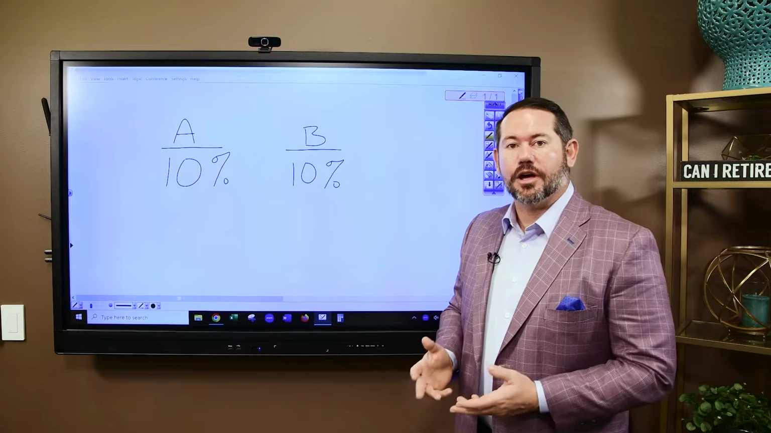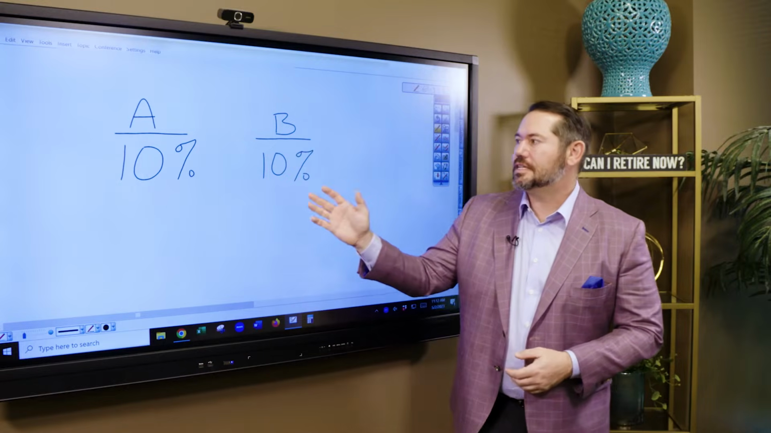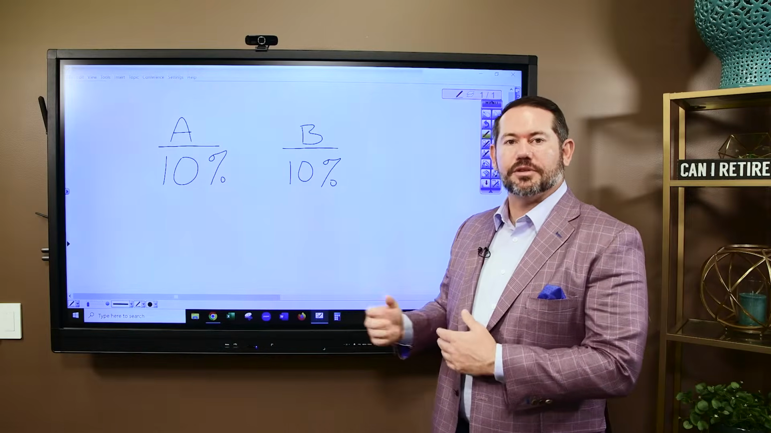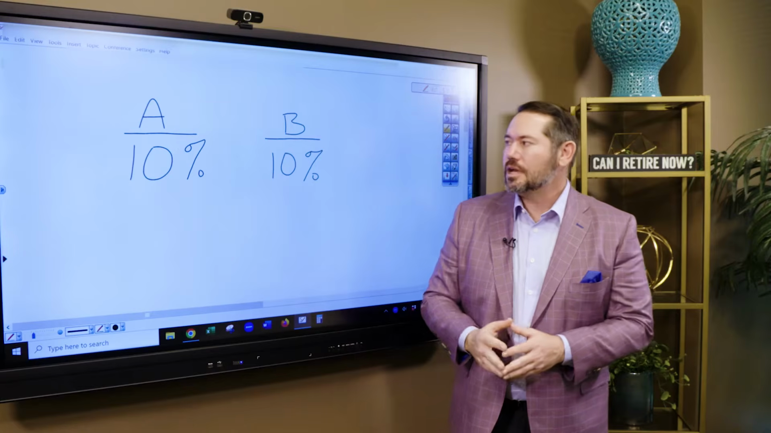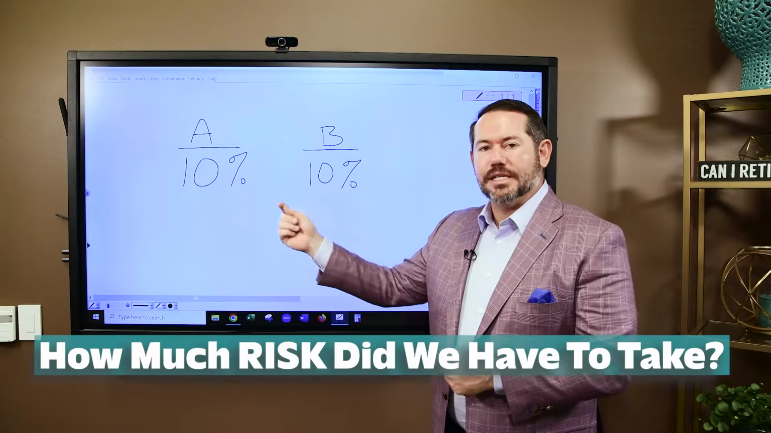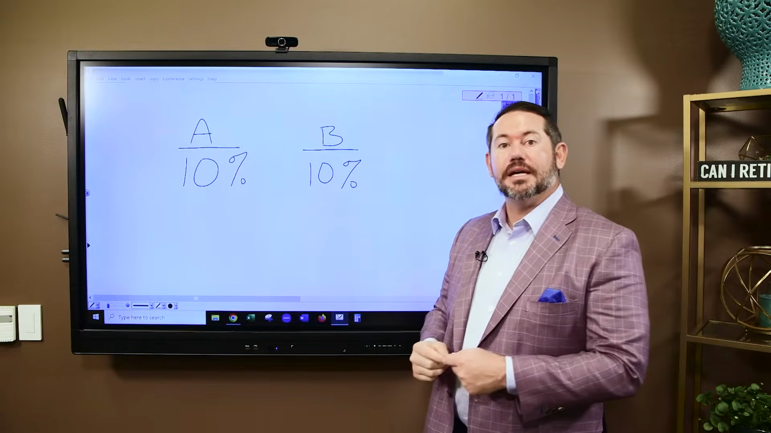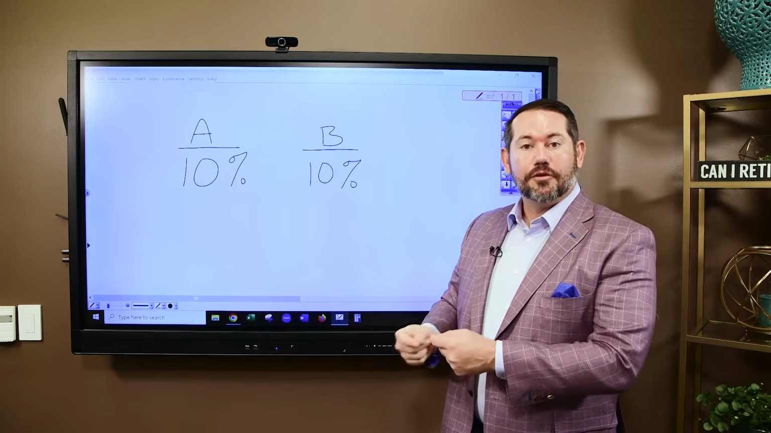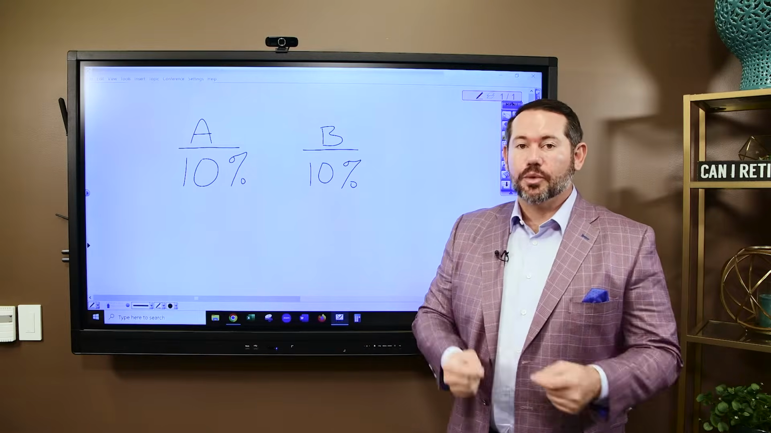set of possible outcomes. Remember, these are two distinct investments with different characteristics, possibly different purposes. So even though they return the same, the question is, how much risk did we take to earn this return? Are we being compensated enough from a reward standpoint based on the risk that we're taking?